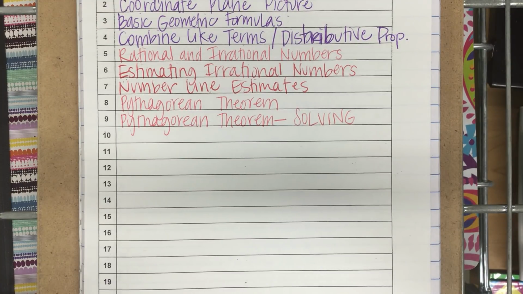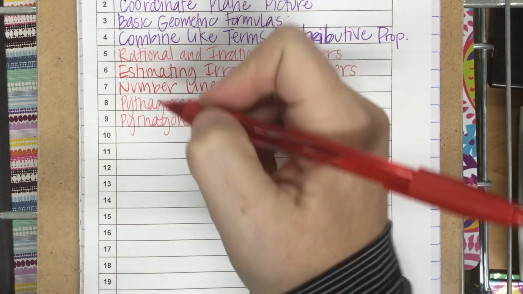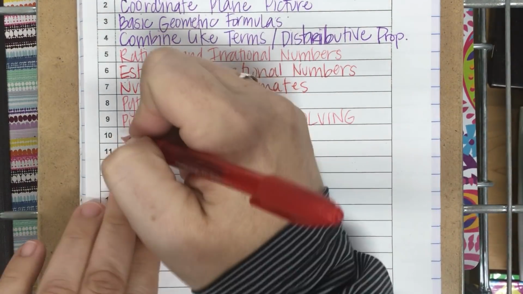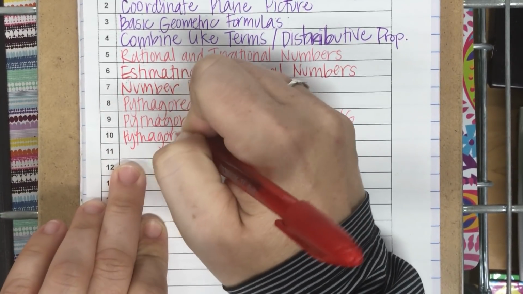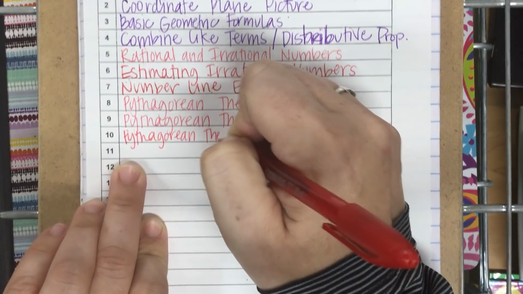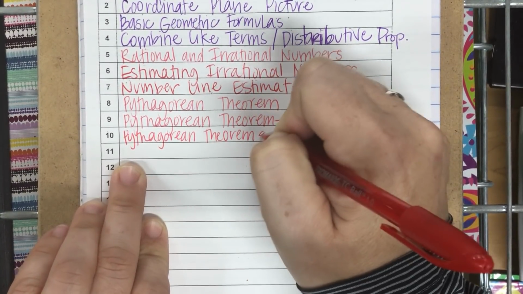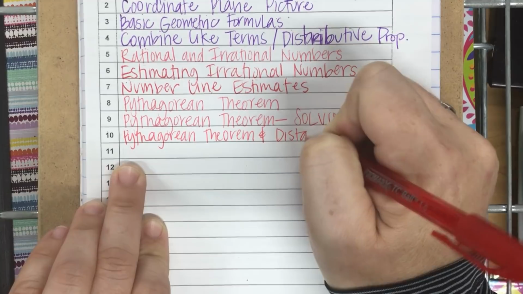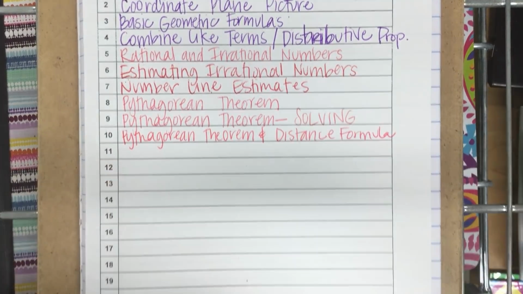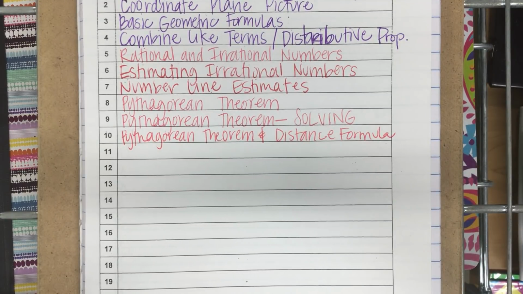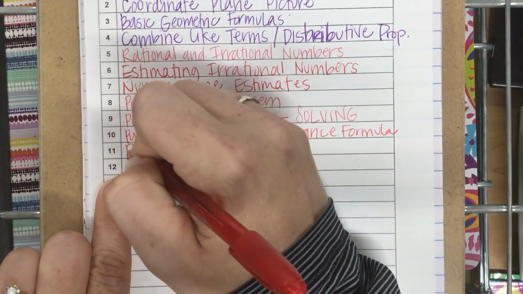All right, today you're going to be taking notes, and we are going to fill in 10 and 11 on your table of contents. Number 10 is going to be the Pythagorean theorem and distance formula. It's page 10, and page 11 is practice.